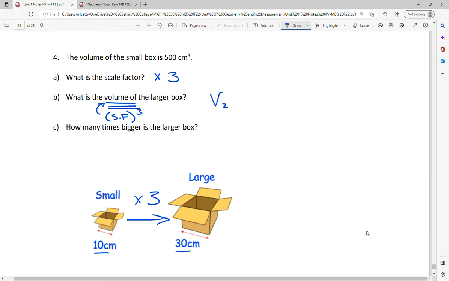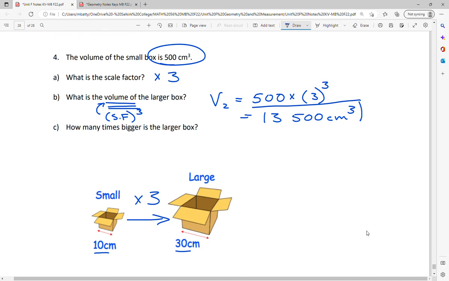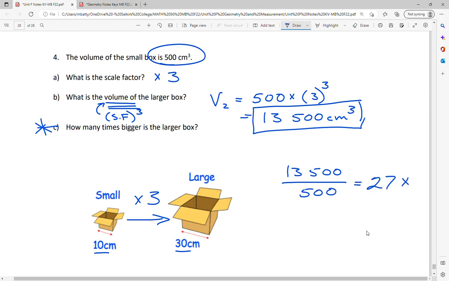So my secondary volume would equal my original volume, which it gave to me, so 500, times my scale factor cubed. This tells me that my secondary volume is 13,500 centimeters cubed. It says, this is a bit of a challenge question, how many times bigger is the larger box? And so we take that 13,500 divided by the original to figure out this box is actually 27 times, I'll write it out in words so it's not too confusing, times bigger.